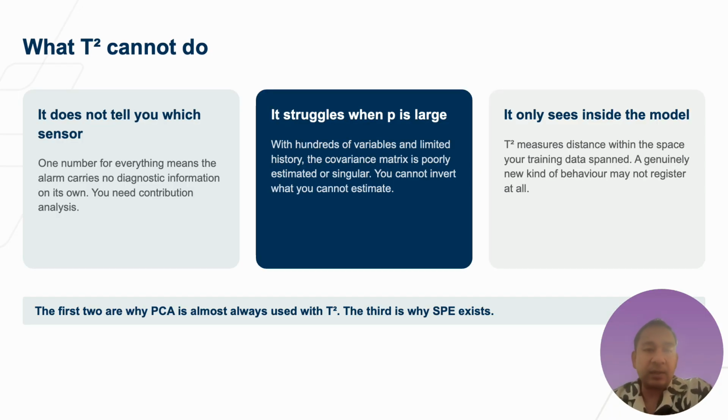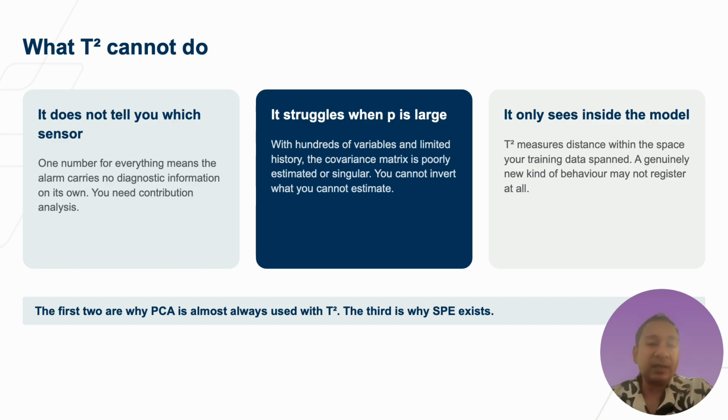Three things T² cannot do. It cannot tell you which sensor. One number for everything means the alarm carries no diagnostic information on its own. You get "something is wrong" with no pointer, and on a tool with 300 channels that is not much better than nothing. It struggles when p is large. With hundreds of variables and limited history, the covariance matrix is poorly estimated, and if you have fewer runs than variables, it is singular and cannot be inverted at all. You cannot invert what you cannot estimate.